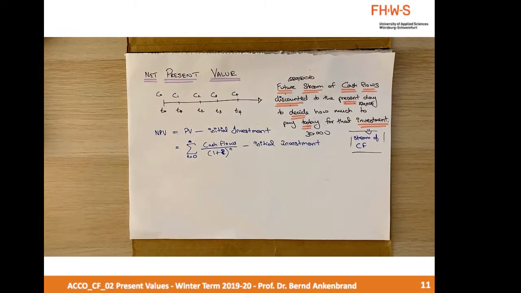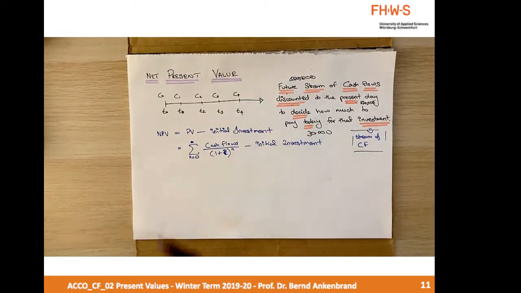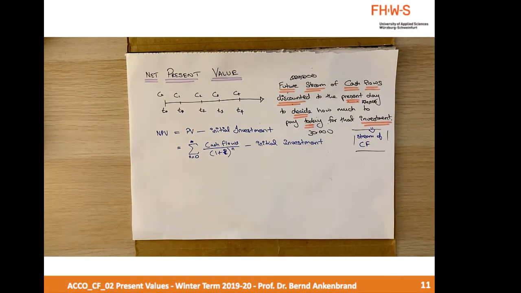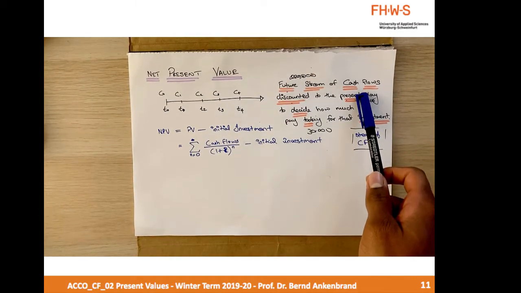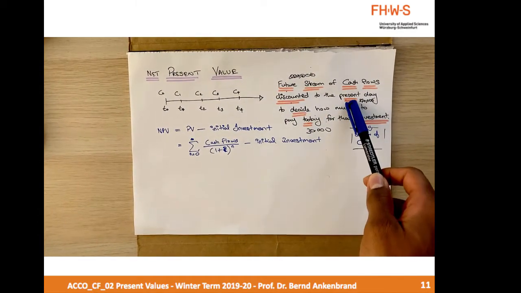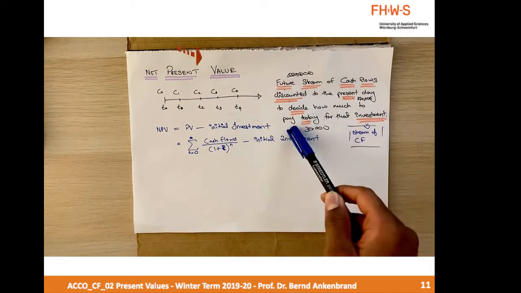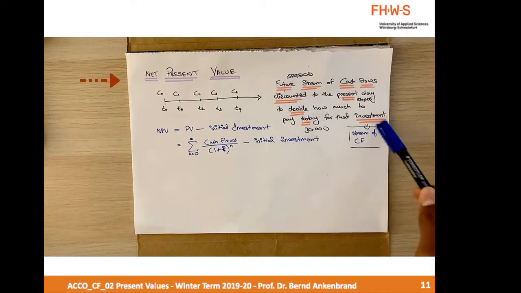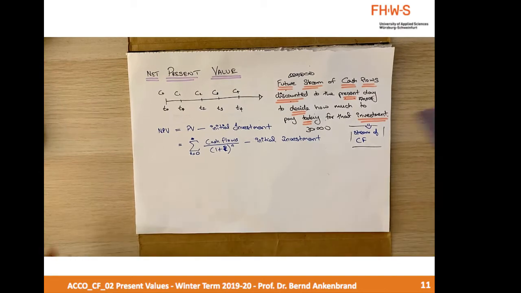So today we are going to talk about net present value. What is net present value? Future streams of cash flows discounted to the present day to decide how much to pay today for that stream of cash flows. So, sounds a bit complex.